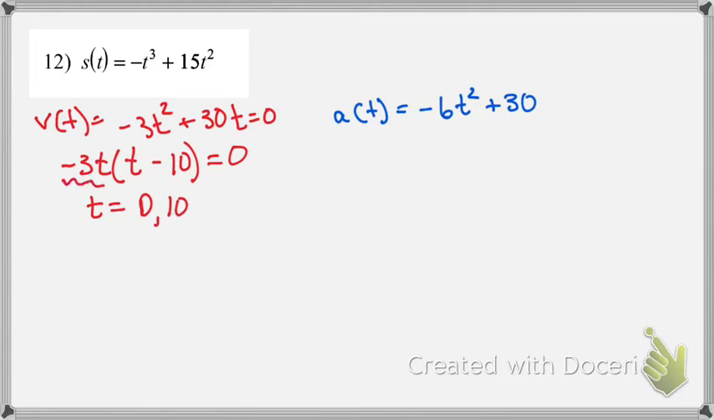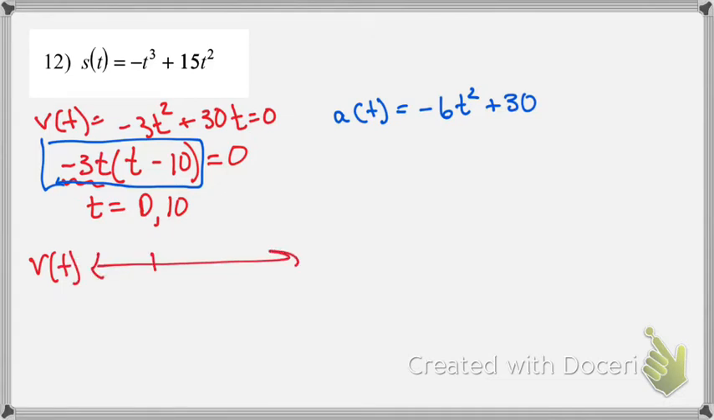So we're going to do a sign chart using this, okay? So 0 and 10. Left of 0 doesn't exist in the world, so we don't need to worry about that. If we plug in a number between 0 and 10, like a 1, this would be negative, and this would be negative, and so that's a positive. Plugging in an 11, we'd get a negative. All right, now let's do the same thing with acceleration.